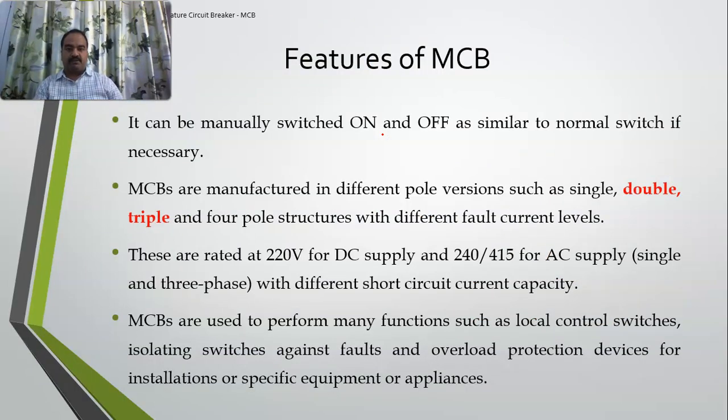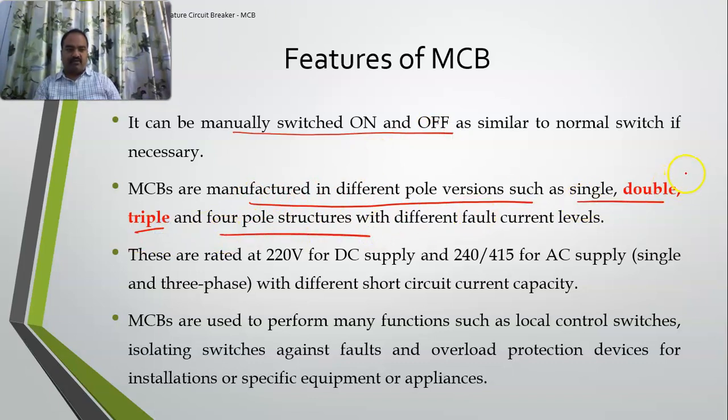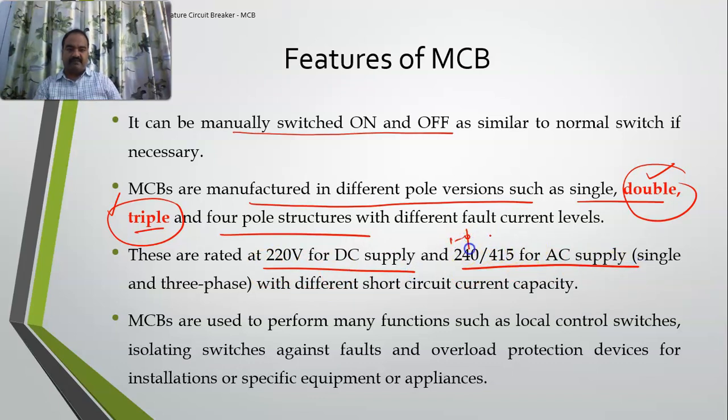It can be manually switched on and off, similar to a normal switch. It is manufactured in different pole versions: single, double, triple and 4 pole structures are also available. But double and triple are mostly used. For single phase, I go with the double. For 3-phase, I go with triple. They are normally rated for 220 volts for DC supply and 240 or 450 volts for single phase and 3-phase AC supplies. The current rating will vary.